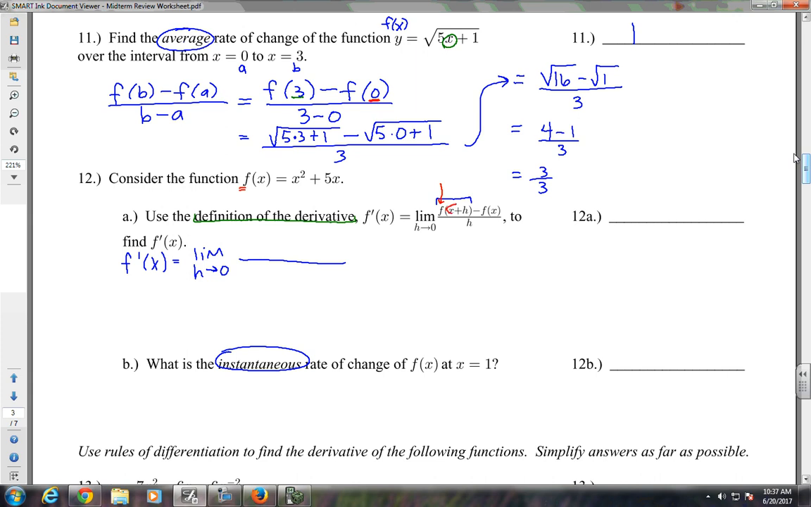And plug in x plus h for that argument. So everywhere I see an x in the function rule, I'm going to replace it with x plus h. We end up with (x plus h) squared plus 5 times (x plus h). Okay? So that takes care of the first term in our definition.